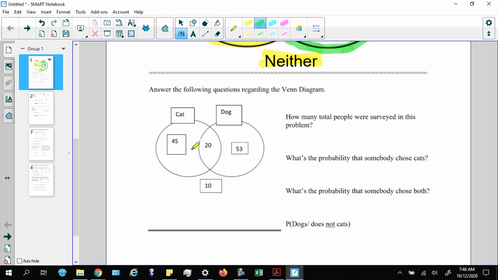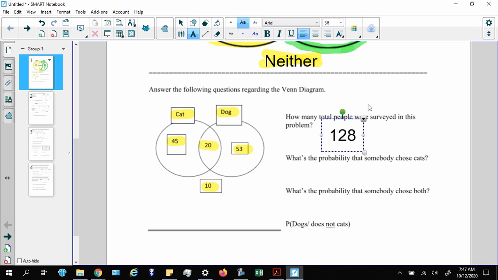So in this Venn diagram, we're talking about pet owners. We have cats and dogs. Let's answer a few questions. First off, how many people were surveyed in this problem? Very simple: just add up all your numbers, 45, 20, 53, and 10. So how many people were surveyed in this particular question? Well, 128.